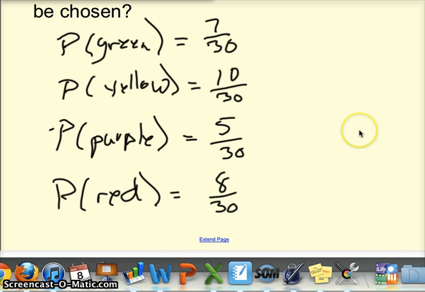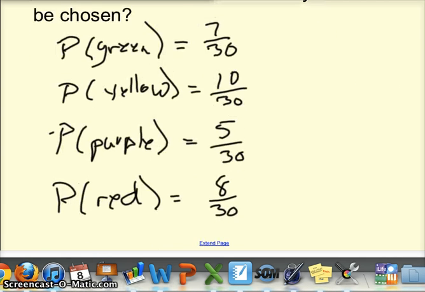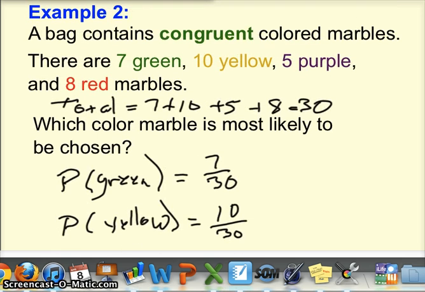Now, when I'm comparing 4 different events, I may or may not want to change these into decimals. Sometimes it may be easier to just compare the numerators. And just by looking at this example, I can see here that the most likely thing to occur is to pull a yellow, because there are more yellow marbles in the bag than any of the other colors.